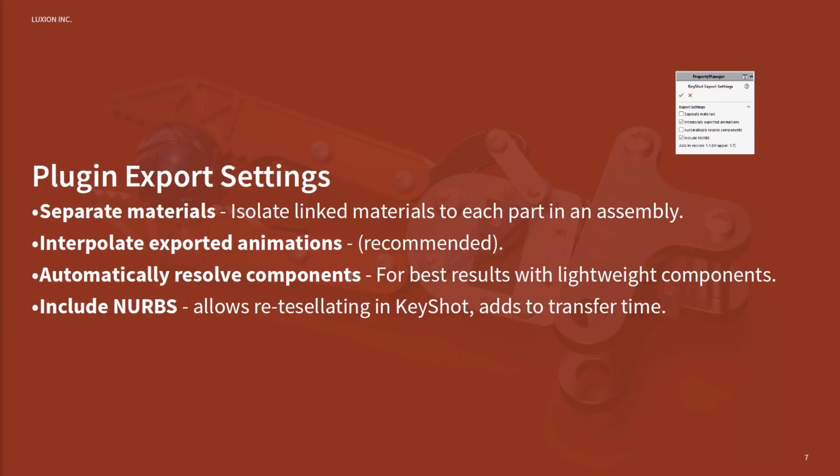The third option is to automatically resolve components, and this relates to working with lightweight components in an assembly. And when this option is enabled, then it's automatically going to resolve those lightweight components, and that's going to give you the best results when you transfer that data over to KeyShot.